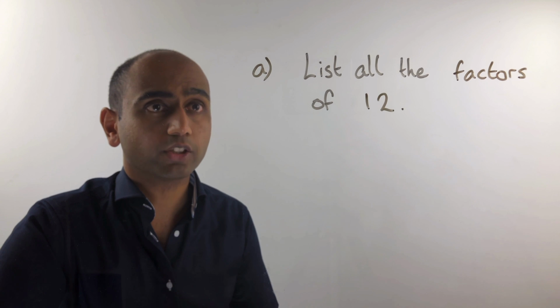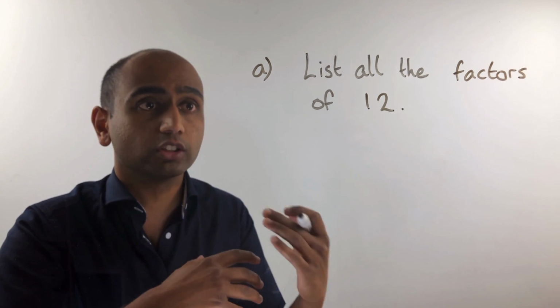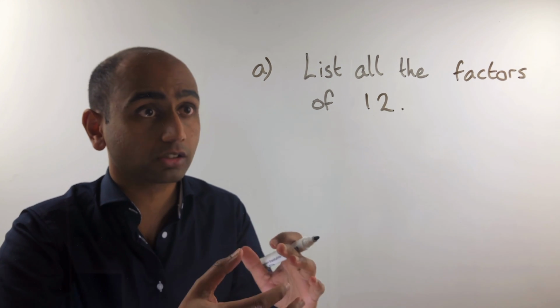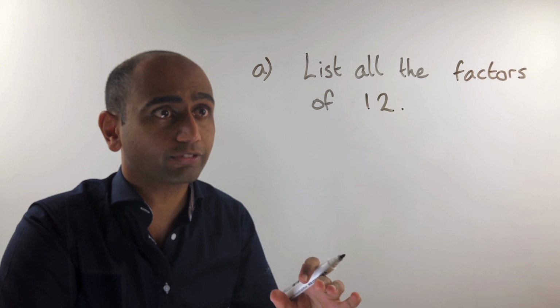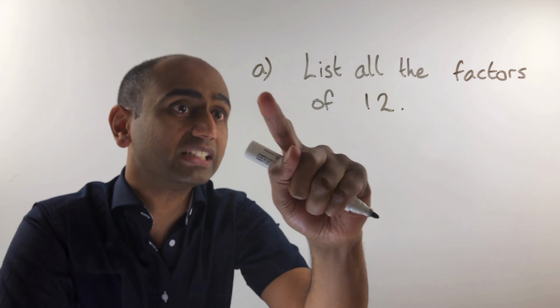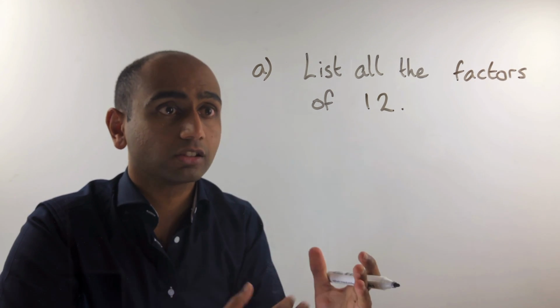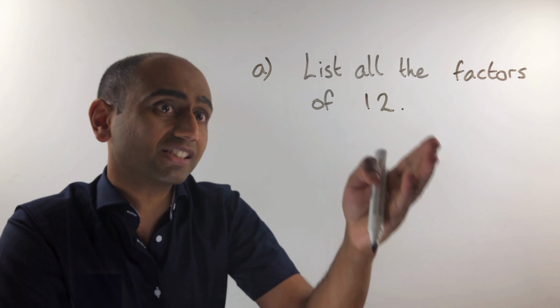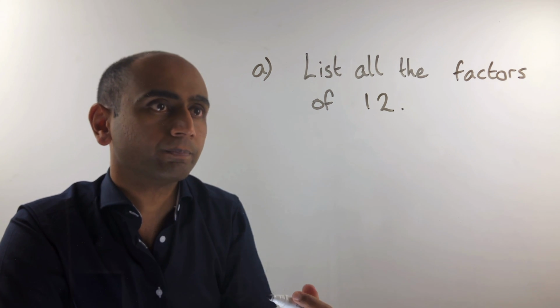In this video, we're going to look at how to list out all the factors of a number. We're going to look at listing out the common factors of two numbers and identifying the highest common factor of two numbers. In the first example, we need to list all the factors of 12. Now, the factors of 12 are all the numbers that divide into 12 exactly without leaving a remainder.